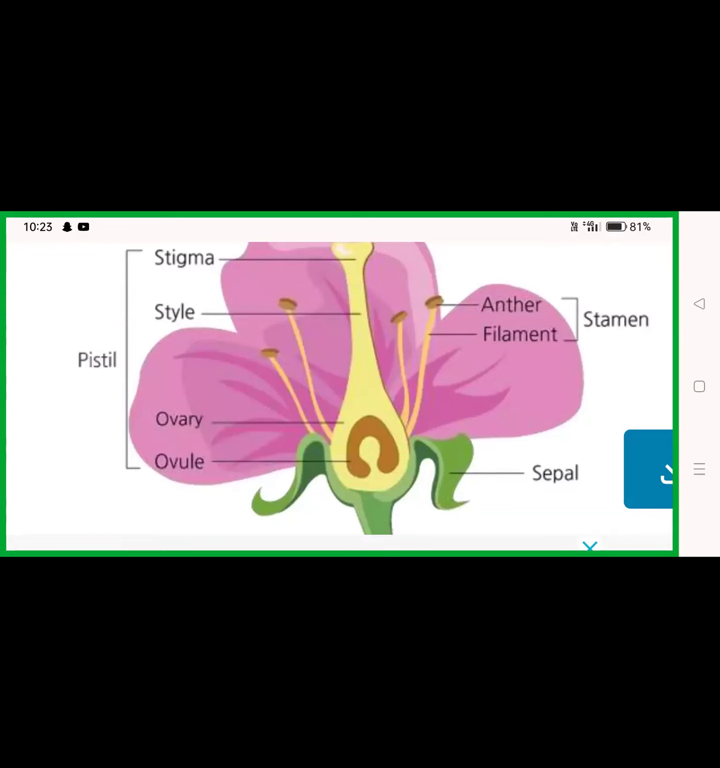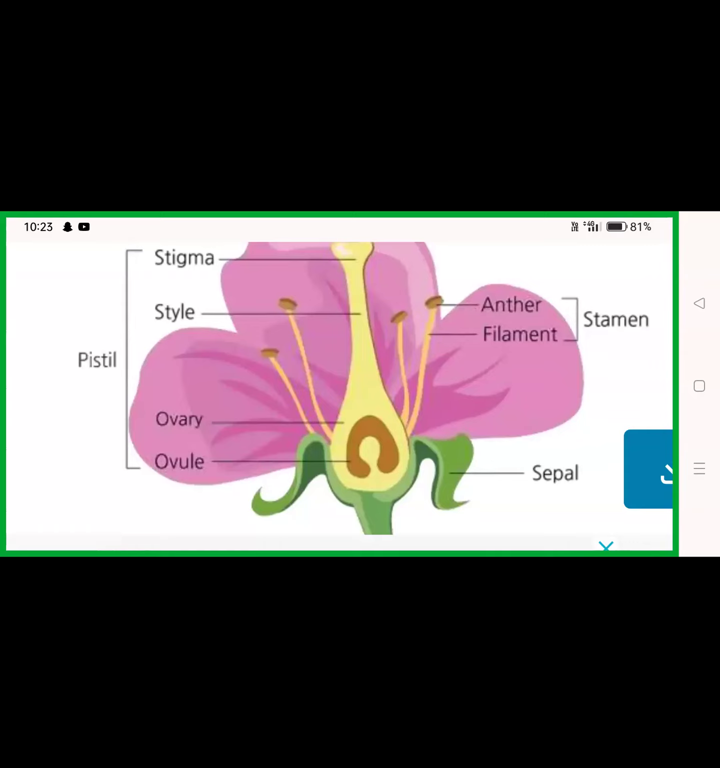And if only one whorl is present, the flower is called unisexual. A flower with stamens only is called staminate, or male. With the carpels only it is termed as pistillate. Only the flower having the stamens is called a staminate flower.